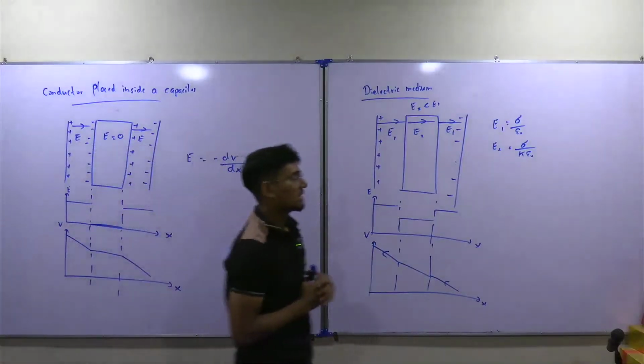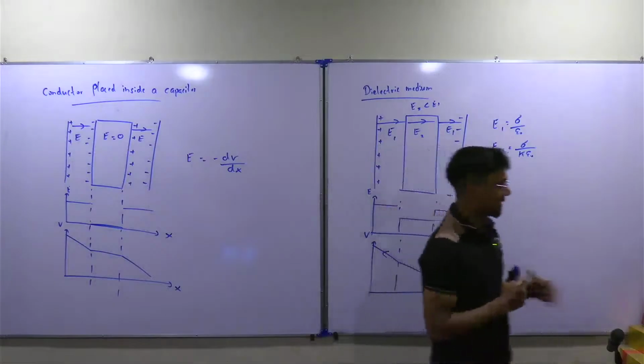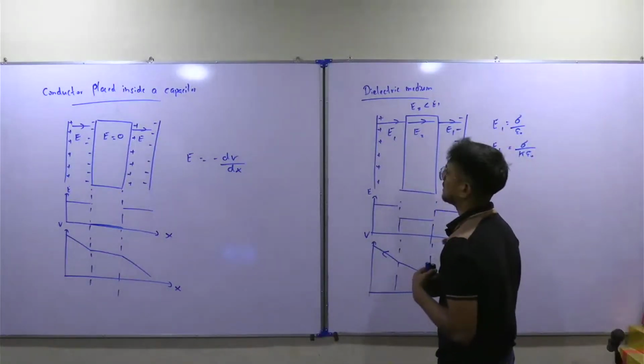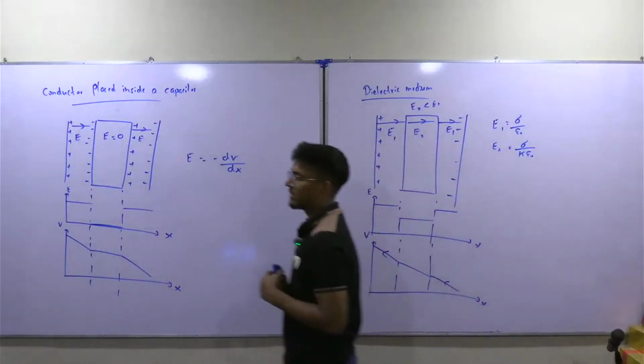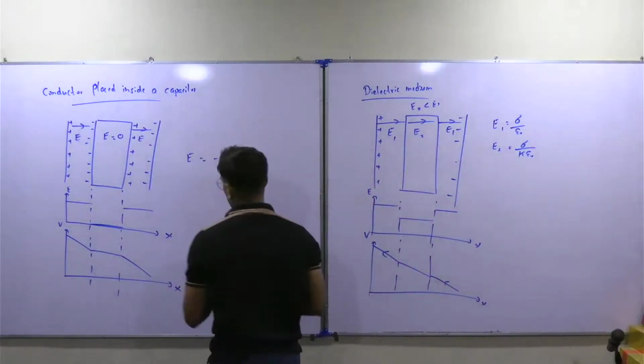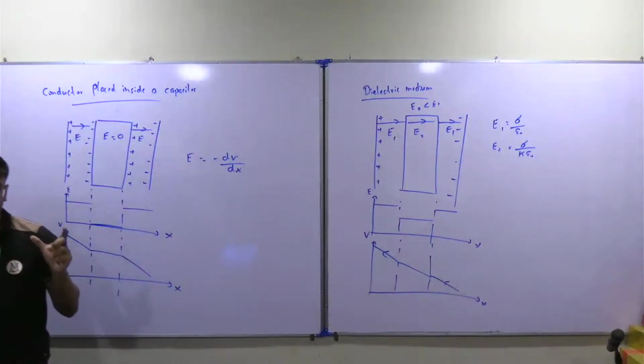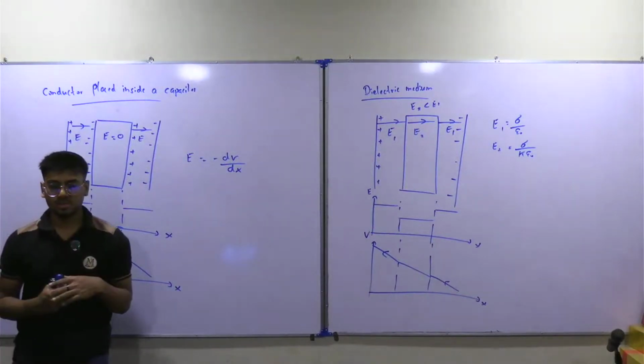Inside a capacitor, the electric field strength is sigma over epsilon naught. Sigma is the surface charge density. Epsilon naught is the permittivity in free space. There K is the dielectric constant. That is the ratio between permittivity of the medium to permittivity in free space.